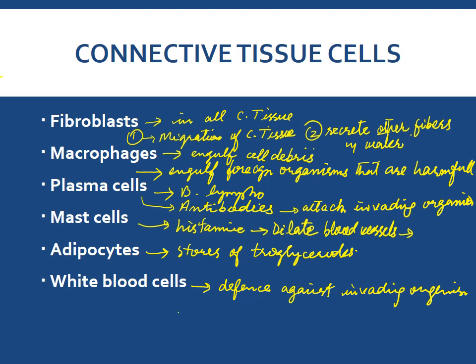Then are the white blood cells. These include neutrophils, monocytes, lymphocytes, then basophils, then eosinophils. And all these cells, they play a role in providing defense against the invading organism.